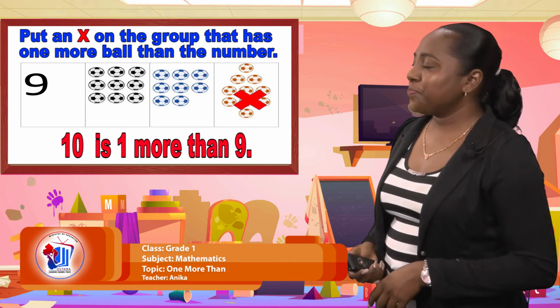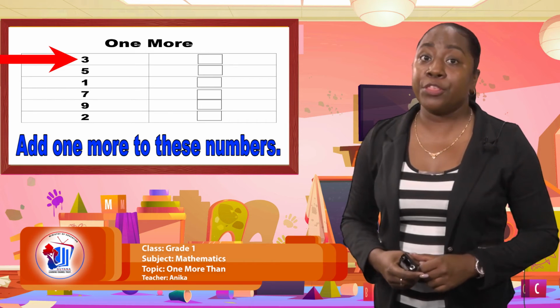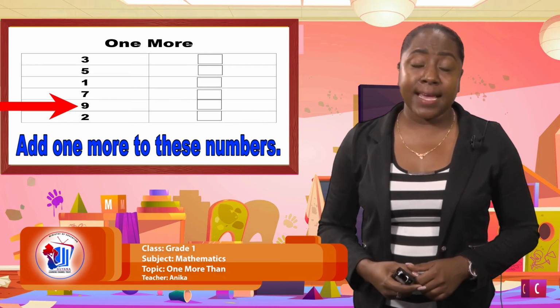Very easy. Great. Now that we would have completed those with the pictures, it's time for you to start writing numbers. So on the screen, I'm going to put up a worksheet and you will have to write the answer to the numbers that are being shown. When you're writing your answer, you're going to think about what number will I get when I add 1 more. Not 1 less, 1 more. So on the screen, you should be seeing the number 3, 5, 1, 7, 9, and 2.